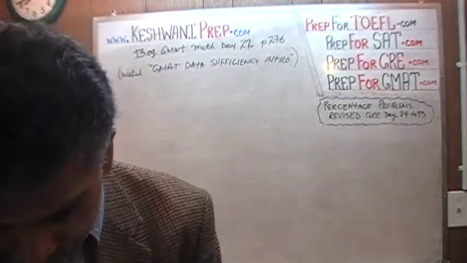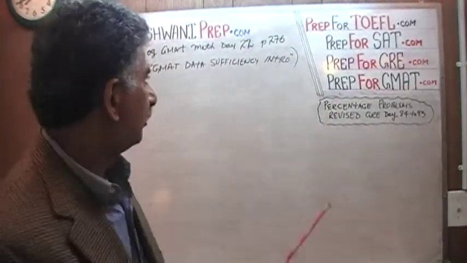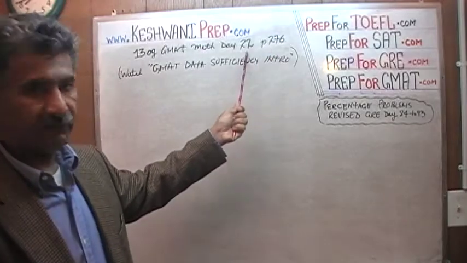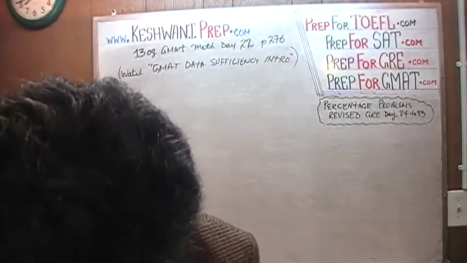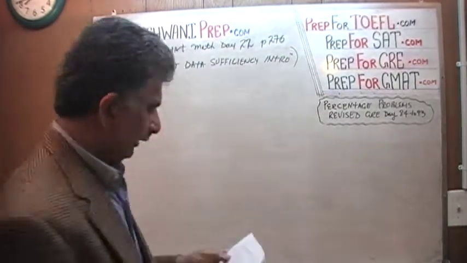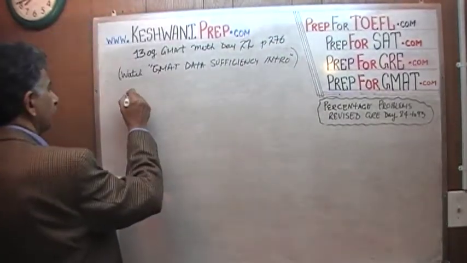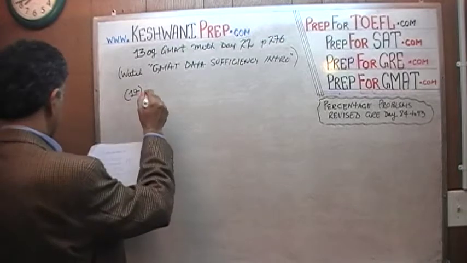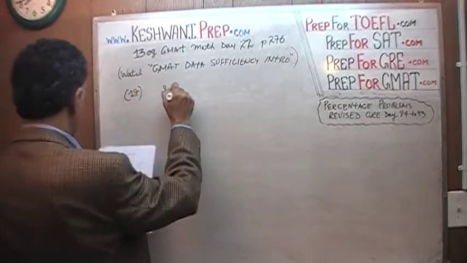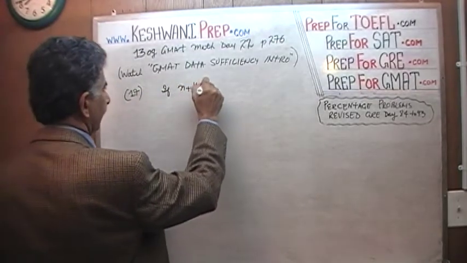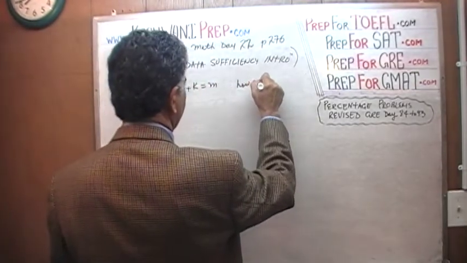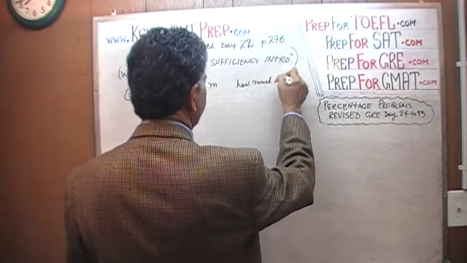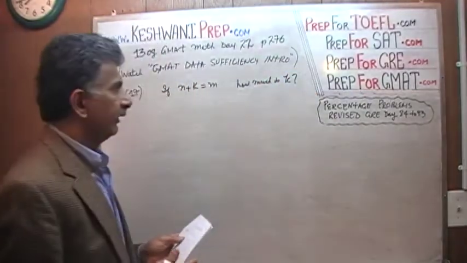The problem that we are about to solve is the one that you will find on page number 276, and today is our lesson number 22. Problem number 17 is what we're going to do. It says if n plus k equals m, how much is k? Very simple, very straightforward question.